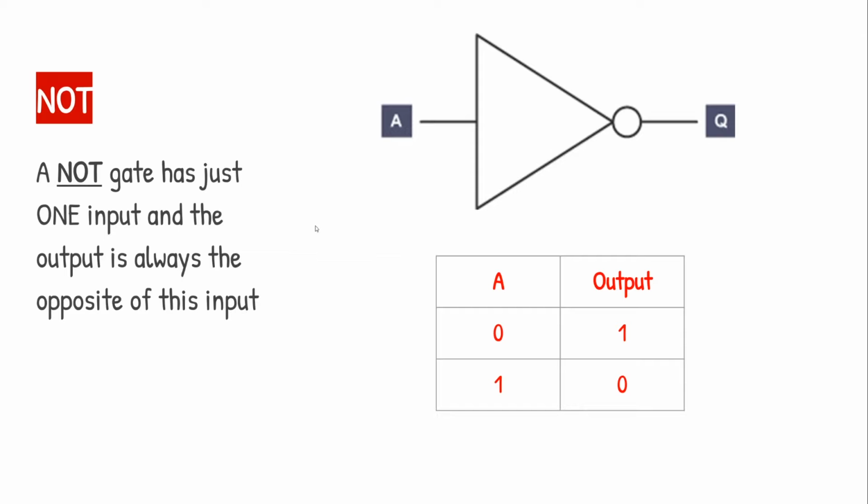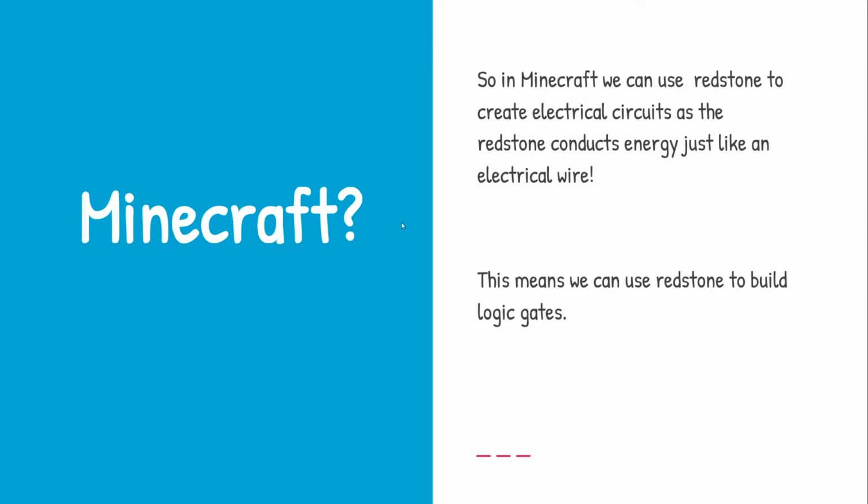So we can look at this in Minecraft. In Minecraft, we can use redstone to create electrical circuits, as the redstone conducts energy or electricity just like an electrical wire. This means we can use redstone to build the logic gates. Let's jump into Minecraft now and have a look at some pre-made gates.